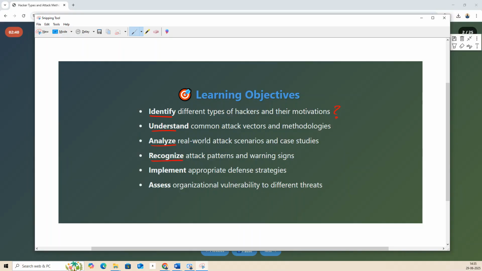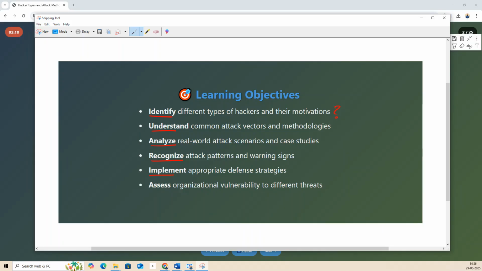And the fourth, you'll learn to recognize attack patterns and warning signs. By the end of the session, you will know what to look for when an attack is beginning to unfold. And the fifth is we'll discuss how to implement appropriate defense strategies. Knowledge without action is useless. You leave with concrete steps you can take immediately.